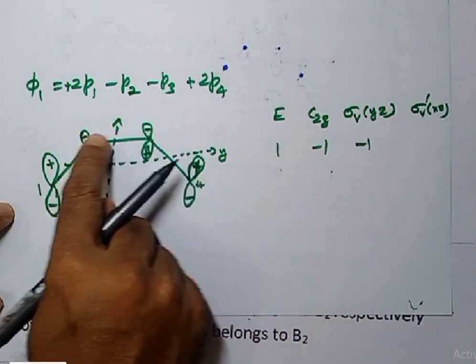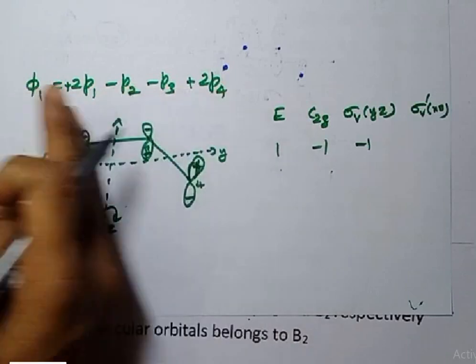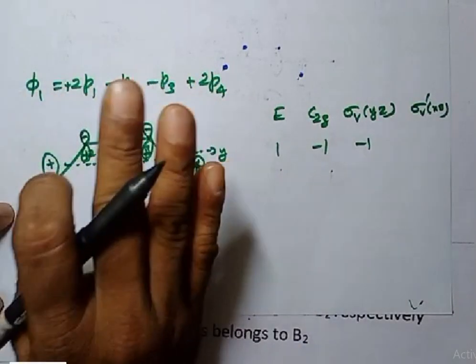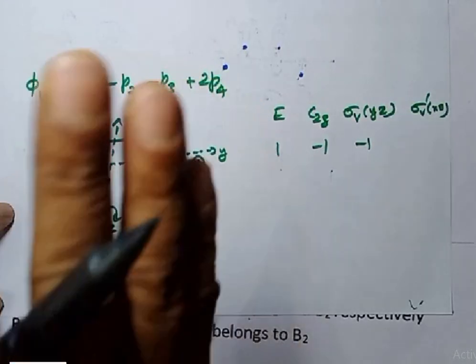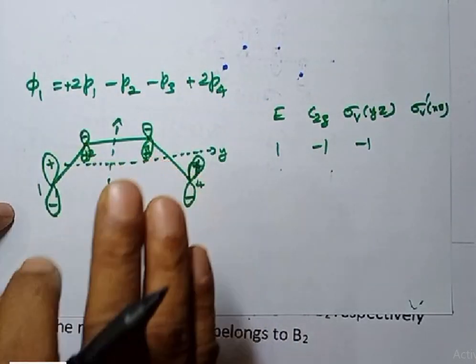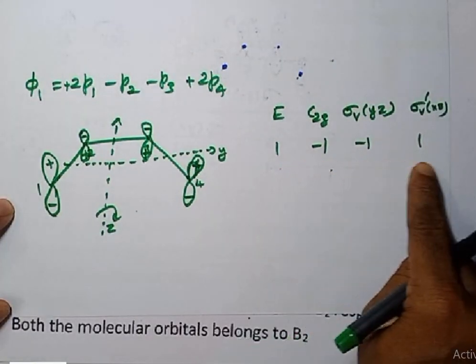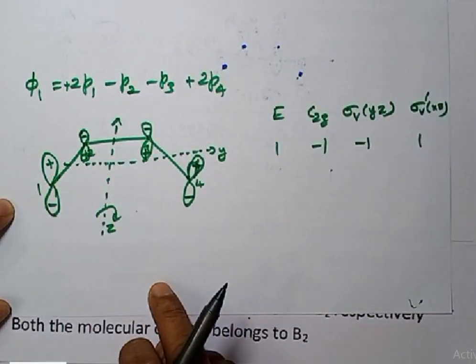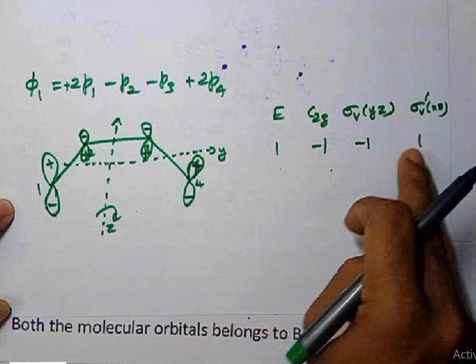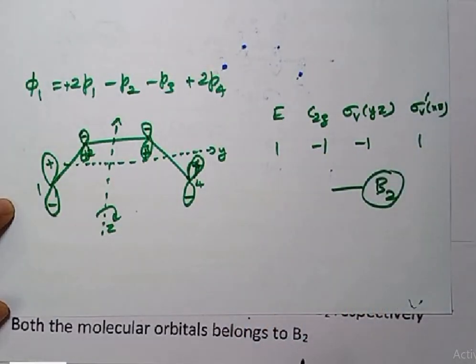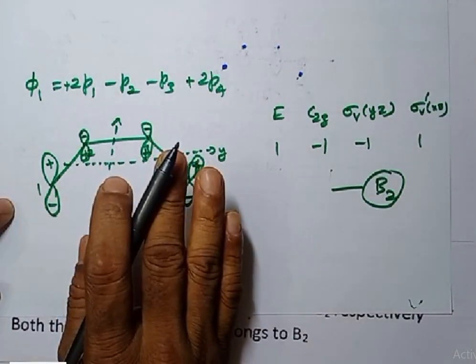Similarly here also, the upper lobes are the same sign. So if you do reflection, they interchange their position, but the upper lobes remain as upper lobes, and lower lobes remain as lower lobes. So no change in sign. Again, if you analyze these characters in the character table, 1, -1, -1, 1, again it corresponds to the B2 irreducible representation. So what does this say?